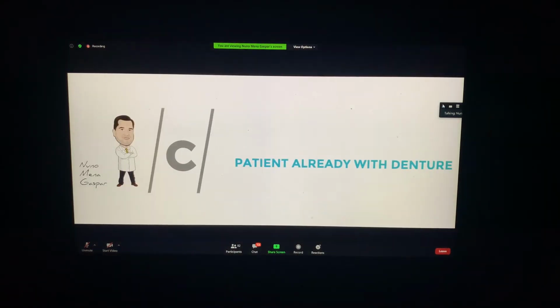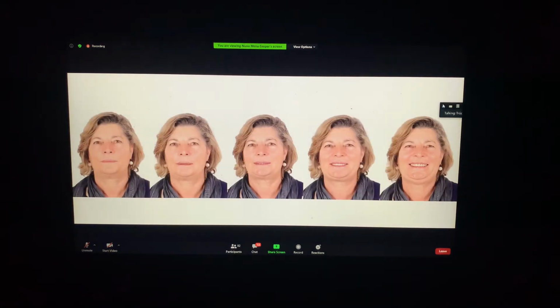Sometimes people already have dentures. So if your patient already has a denture, and if she's completely happy with it or partially happy with it, you can use it. There are two options: either the patient already has their own removable denture, which they can use, or otherwise we can make them a removable denture to wear temporarily while waiting. So this lady had this denture. She was happy with it.